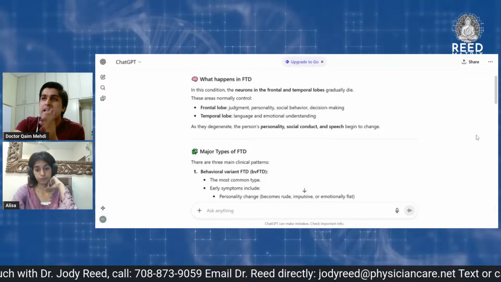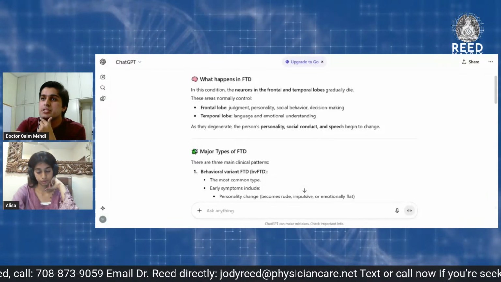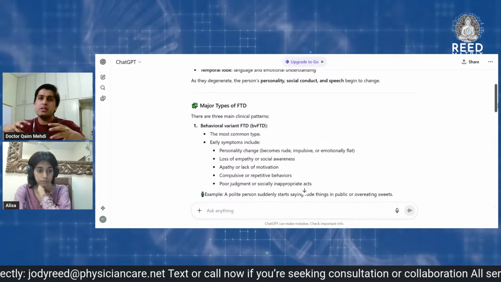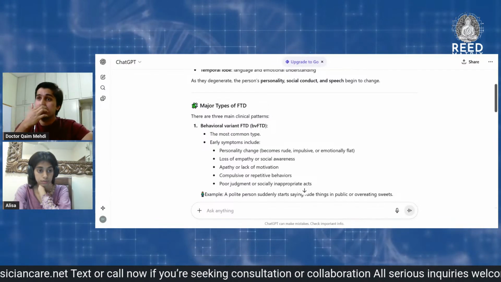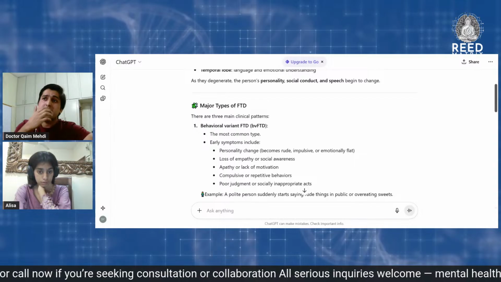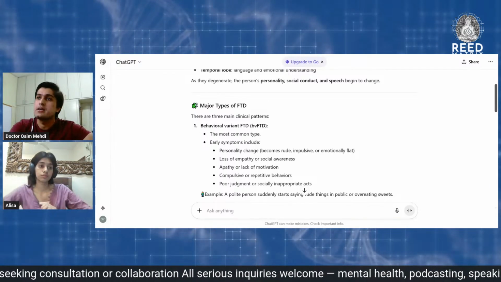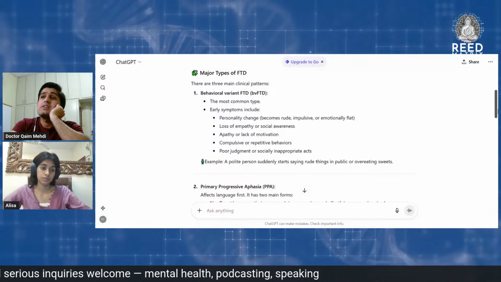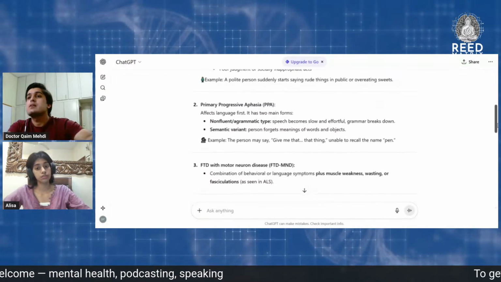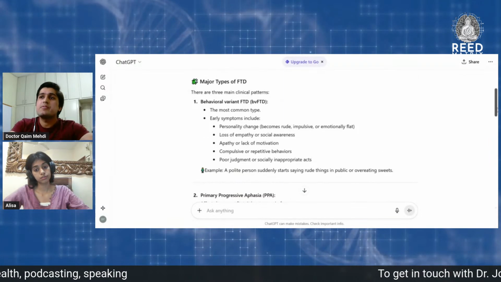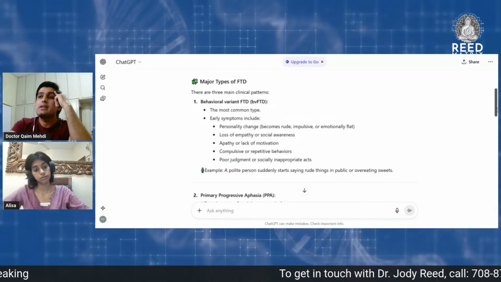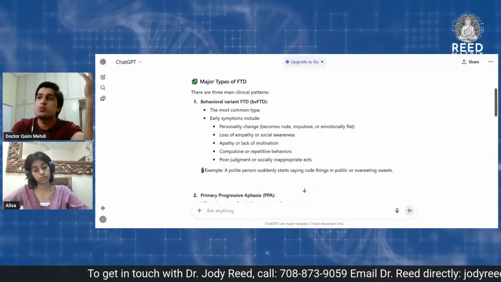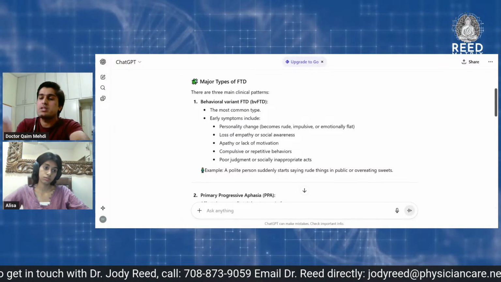So there are some types of frontotemporal dementia. Like I said, we will divide it into two regions. First, we will talk about the frontal region. What happens when the frontal region is affected? Like I said, the frontal region deals with the cognitive abilities. So when the frontal region is affected, there will be personality changes. A person will become rude, impulsive, or just like you said, one symptom will lead to another symptom.